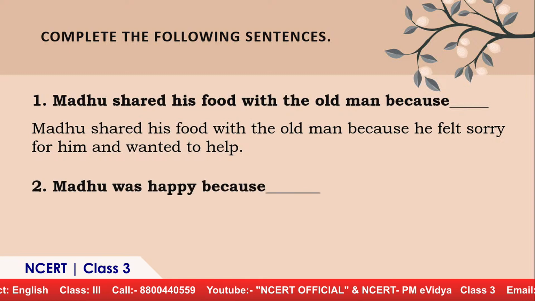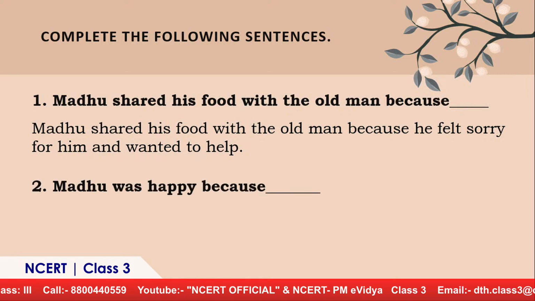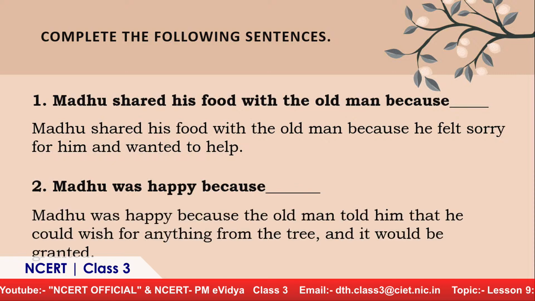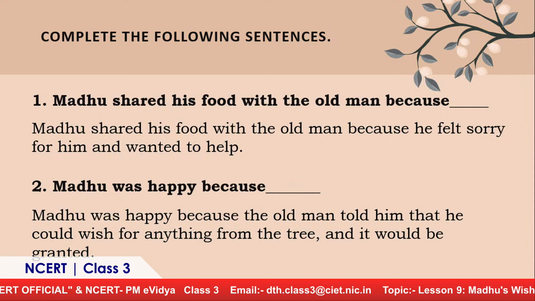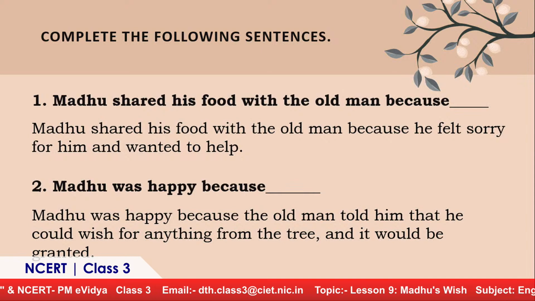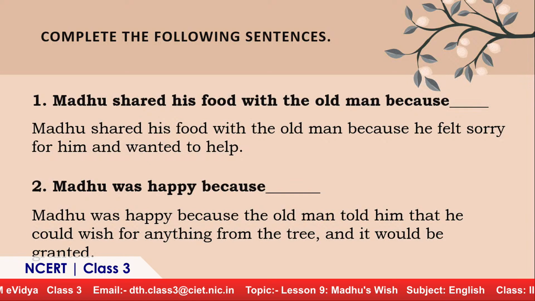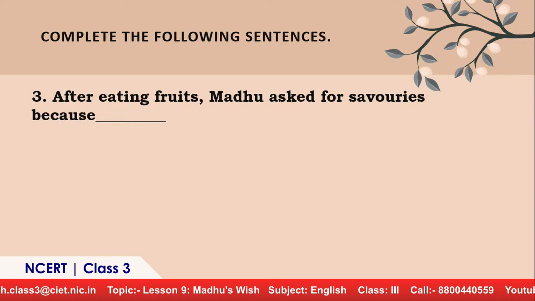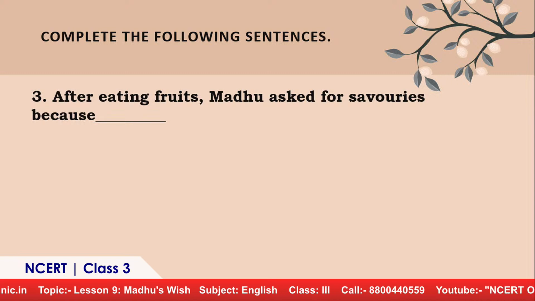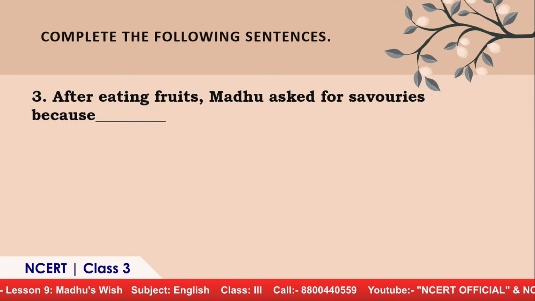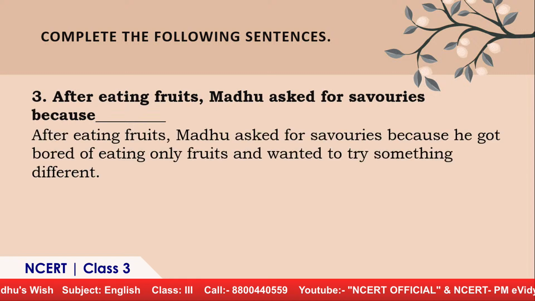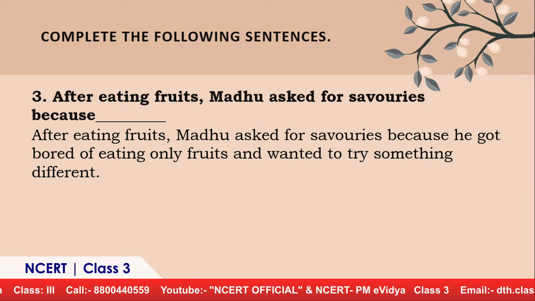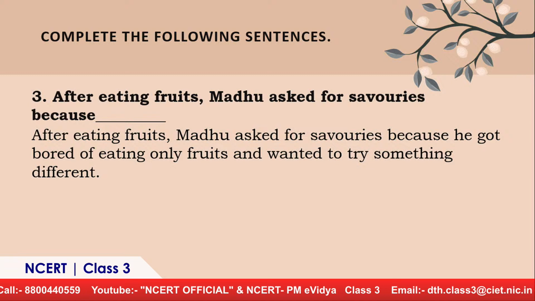Madhu was happy because now Madhu could wish for anything and the wish will be granted. Absolutely. Madhu was happy because the old man told him that he could wish for anything from the tree and it would be granted. After eating fruits, Madhu asked for savories because he was bored of eating fruits and wanted to try something else, some new flavor. After eating fruits, Madhu asked for savories because he got bored of eating fruits and wanted to try something different.